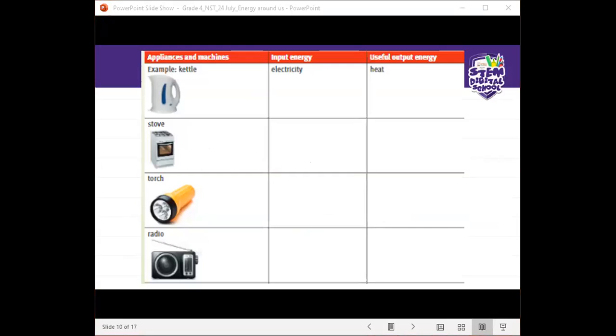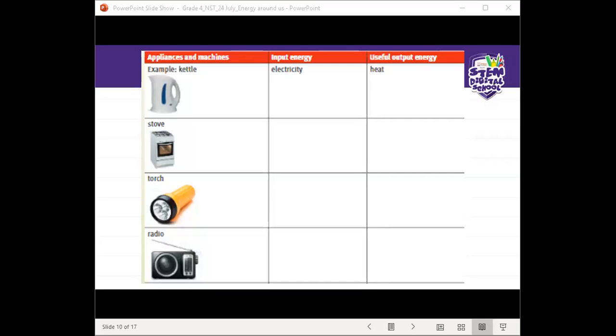Okay, cool. So the next appliance or machine is the stove. What is the input energy of the stove? Zoe, guys, you can send through your answers in the group or raise your hand. So, ma'am, a stove can use gas or electricity? Okay, gas or electricity. That's the input, and then the output is heat. Okay, wonderful. Thank you very much.